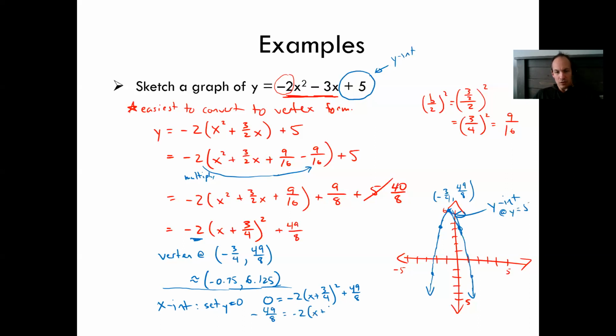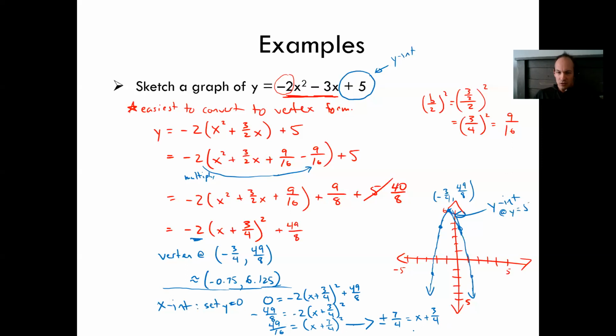Didn't really leave myself enough room, so I might have to just cram this in. I'm going to divide both sides by negative 2, so that's going to be 49 over 16 equals x plus 3 over 4 squared. This is kind of interesting because if I square root both sides, 49 over 16 actually becomes plus or minus 7 over 4. Then the other side is x plus 3 over 4.